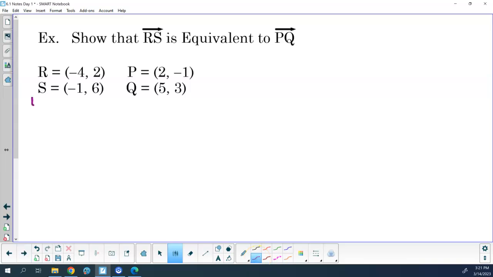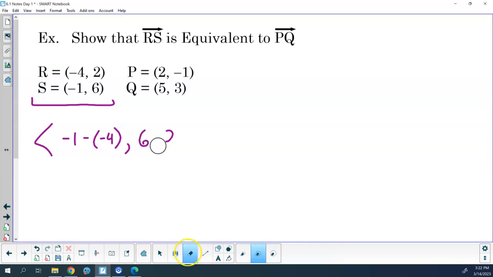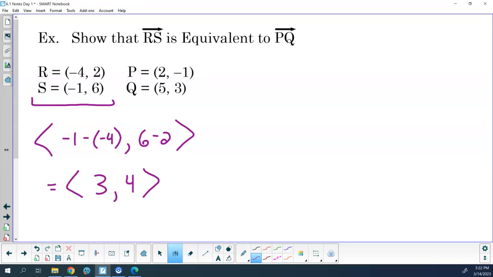So we have RS, head minus tail. So head is S, tail is R, because S is at the head side of the arrow. So this is going to be -1 minus -4, and 6 minus 2. So that's going to be 3, 4, once again, for vector RS.